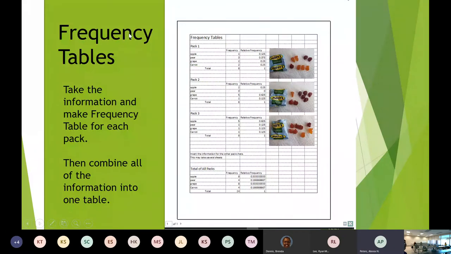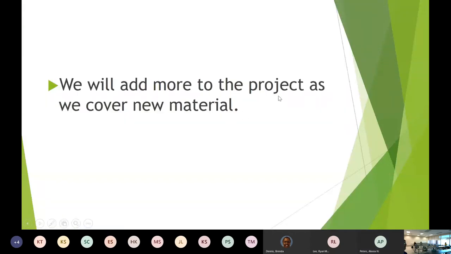Frequency tables. Make sure you make frequency tables on each pack. And take pictures. Ooh, that would be nice. Show them that you can insert on the spreadsheet. Okay. This is the part that kills me right here. They tell you what to do, and then they say, we will add more to this project later.